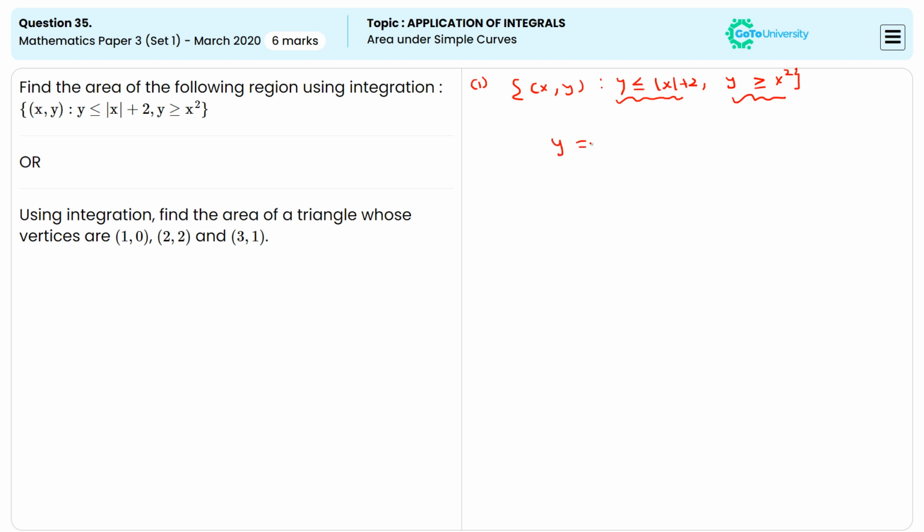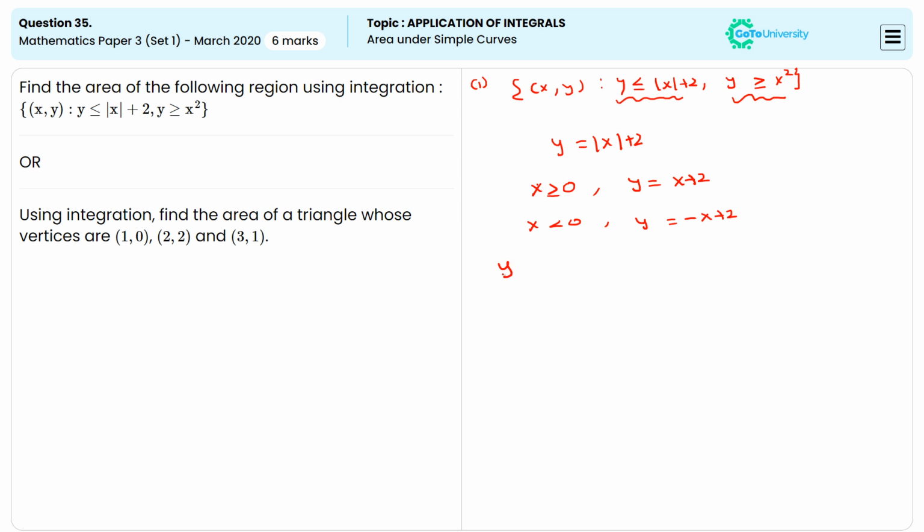Since we have y equal to |x| + 2, we are going to split it into two linear functions depending on the sign of x. For x greater than or equal to 0, y will be x + 2. For x less than 0, y will be minus x + 2. First, let us draw the graph for finding the region between the given parabola and the V-shaped line.